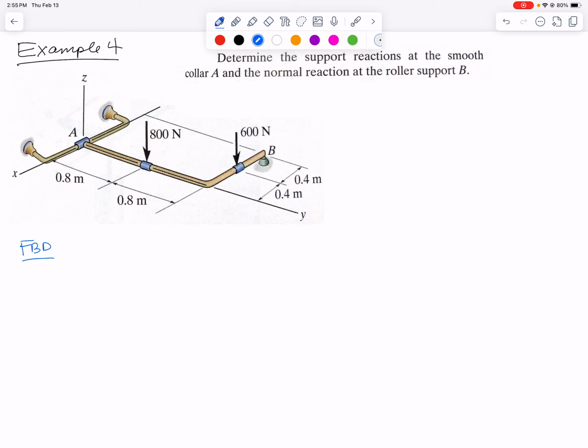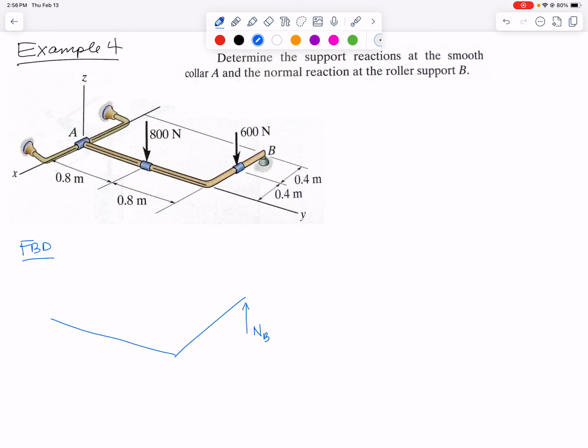No surprise there. And we'll just make a stick figure diagram, like so. At B, I have removed a roller support. So a roller support provides a normal force. You can call it either the normal force at B, or if you prefer, you can call it BZ, as it points in the upward Z direction because it's sitting on the ground. And then at A, we had a smooth collar.